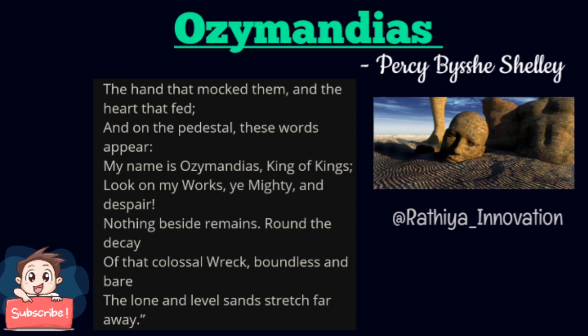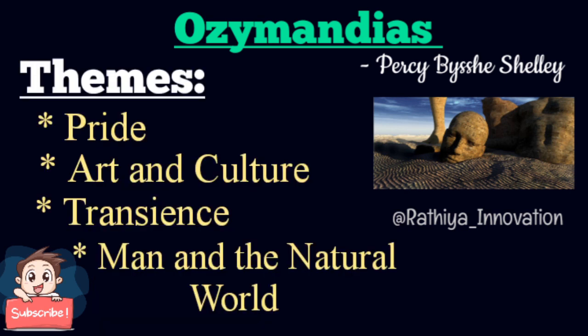Now let's move on to the themes of this poem. So the first theme used in this poem is pride. Here the ruler's pride is highlighted. His strength, power and achievements give him more pride. And then art and culture. So the art and culture of the Egyptian ruler is also one of the themes of this poem.